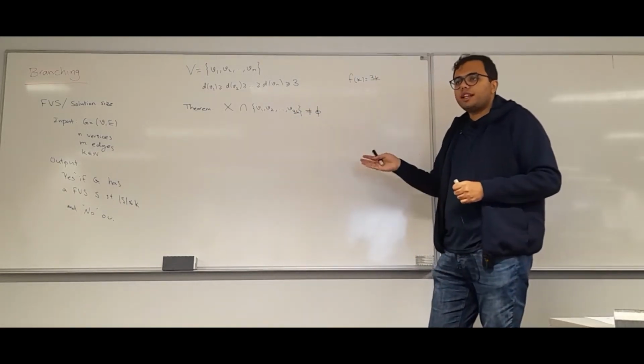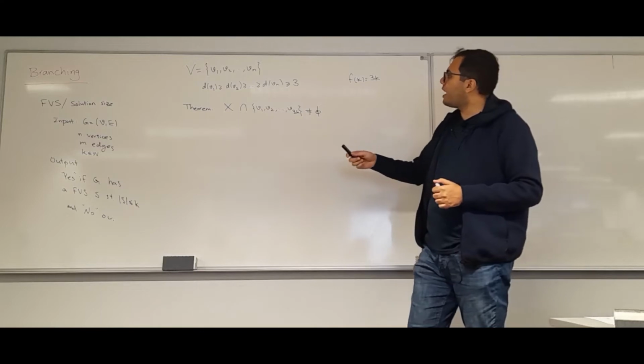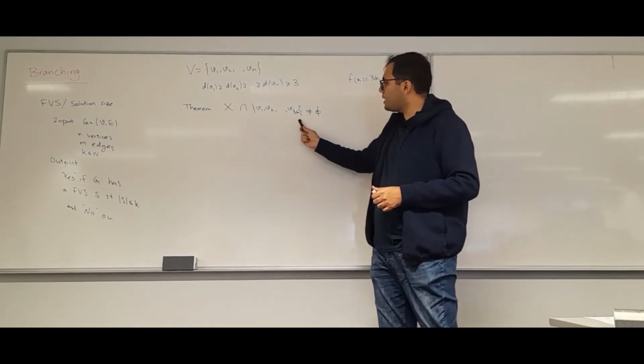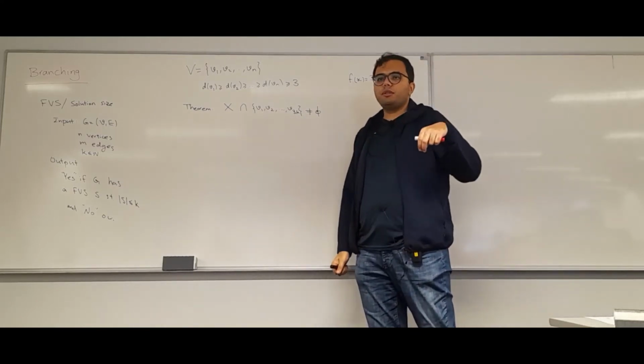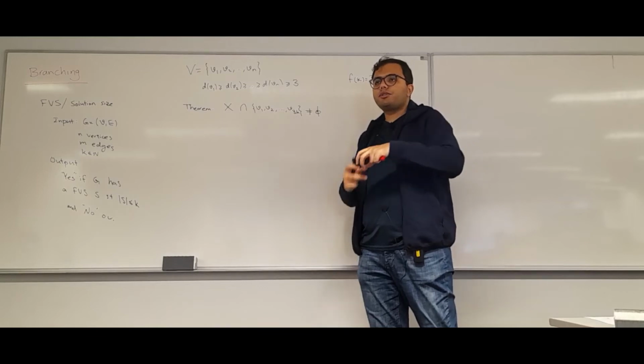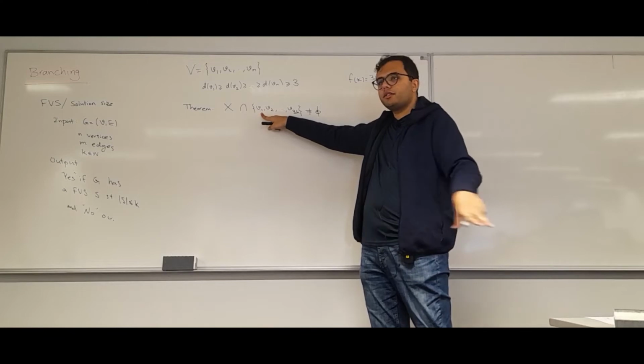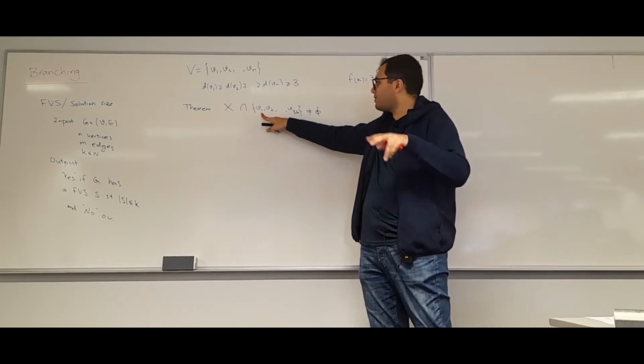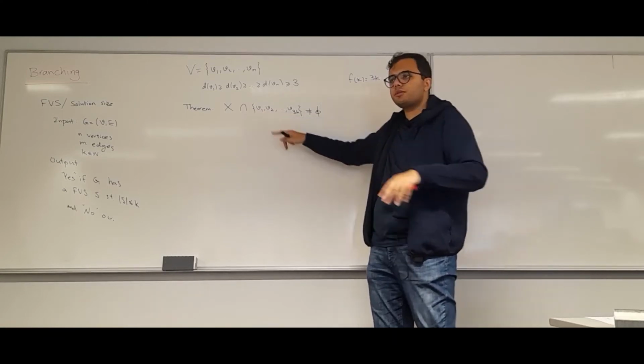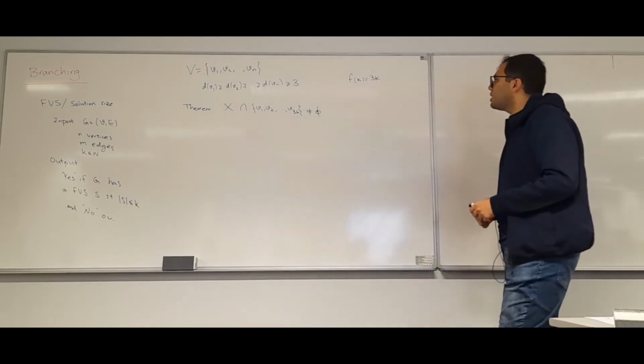Now, again, what happens if I can prove a theorem like this? Then I can do branching. I can just say that I take the first 3k vertices, and at least one of them should be in my solution. So I just do a branching. I just try putting V1 in the solution and recursively solving the rest.